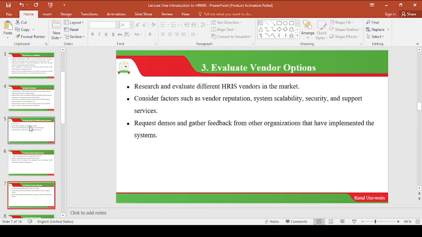Then the next one is you need to request demos and gather feedback from other organizations that have implemented the system. It's all about asking the organizations about the system you want to use. They will give you better information and overview of the system. If the system is okay, they will also recommend you to buy it. And if it is complicated, they will also give you their view. That will help you assess yourself if you have the ability to manage it or you don't. So basically, these are some of the things you need to do under evaluating the vendor options.